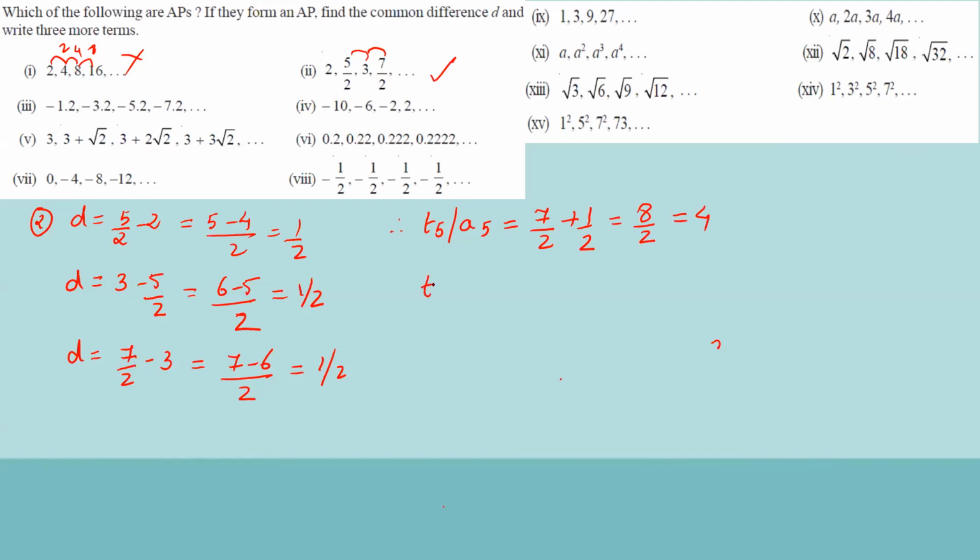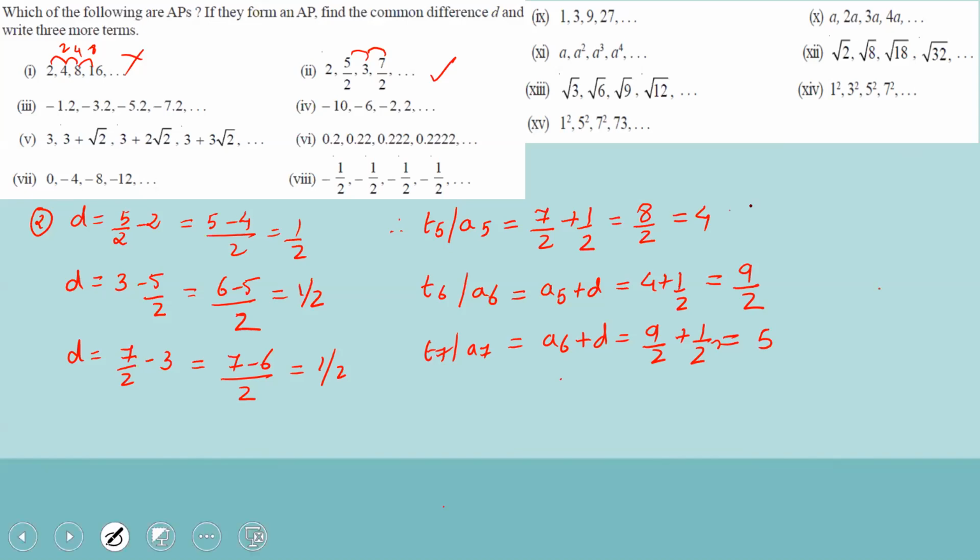Next 3 terms they have asked us. So T6, that is A6, will be A5 plus D. So what is your A5? 4 plus 1 by 2. 4 plus 1 by 2 will be 9 by 2, right? T7 or A7 will be again A6 plus D. So that is 9 by 2 plus 1 by 2, so that's 10 by 2, that is equal to 5. So the next 3 terms of this AP are 4, 9 by 2 and 5. So in this way you need to proceed, right?